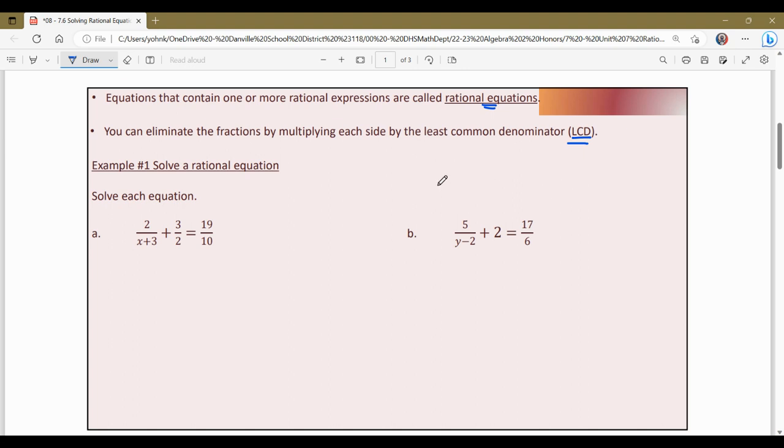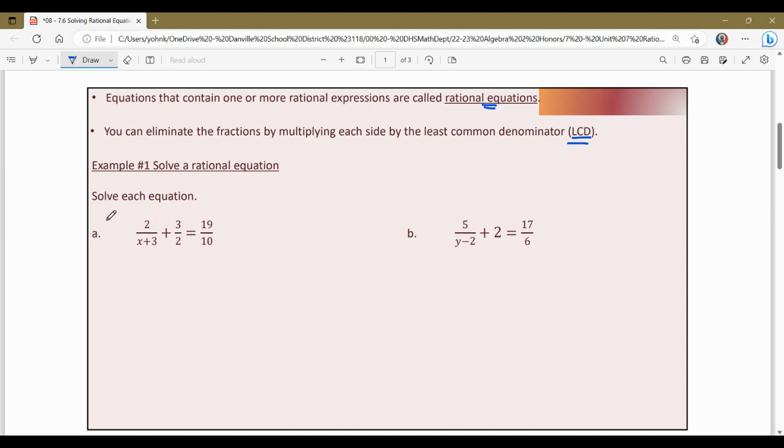So what you're essentially doing is you have these equations that have fractions and all sorts of things going on in them, and you're going to look at the bottoms of the fractions, the denominators, and try to find the least common denominator, as if you were adding or subtracting like we did earlier in the chapter. So for instance, if we're trying to solve letter A, we have 2 over x plus 3 over 2 equals 19 over 10.